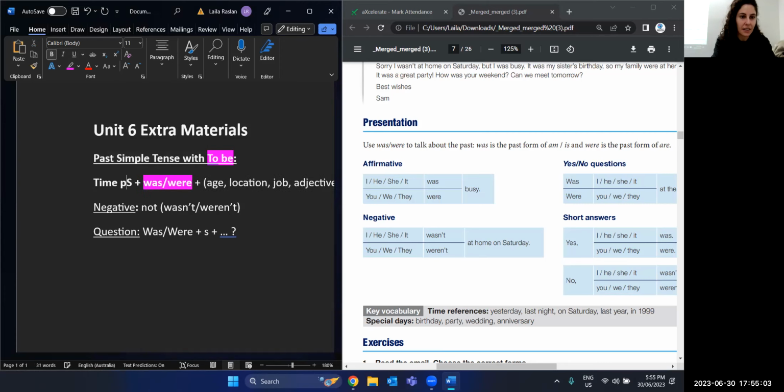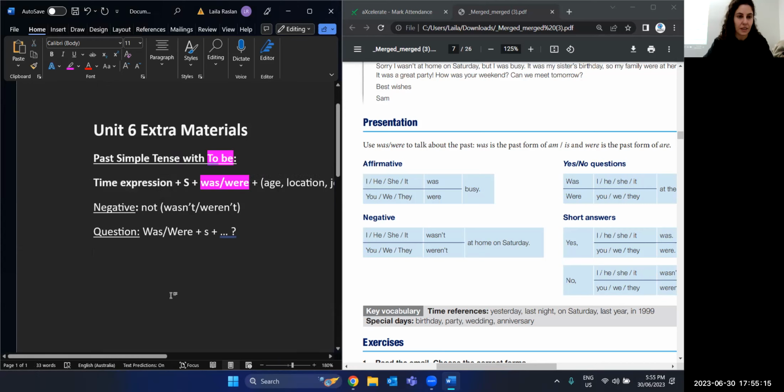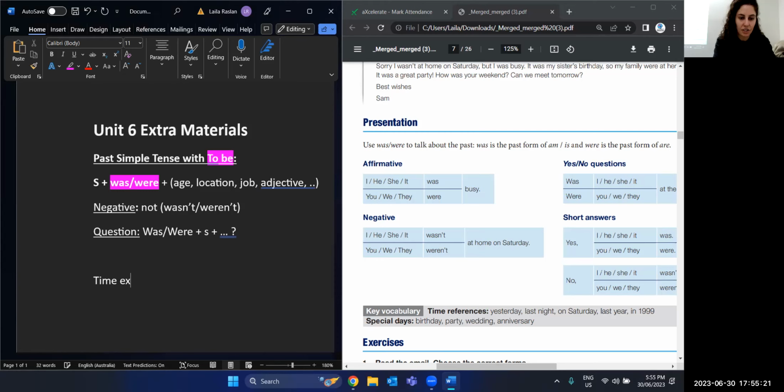So time expression plus subject plus was or were. So it's just here, right at the beginning. It's just easy to make a sentence when you start with that. So let's just write that here. So we can add time expression. I'll just write that short. So we've got time expression plus subject plus was, were, and then whatever the information is.